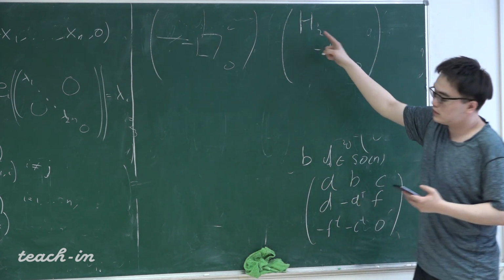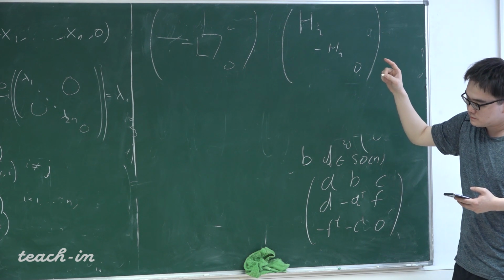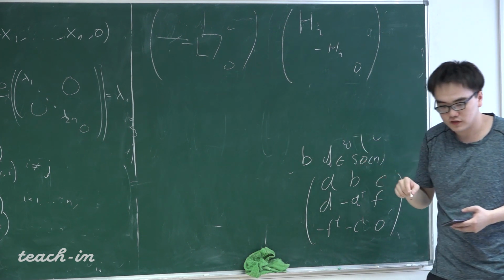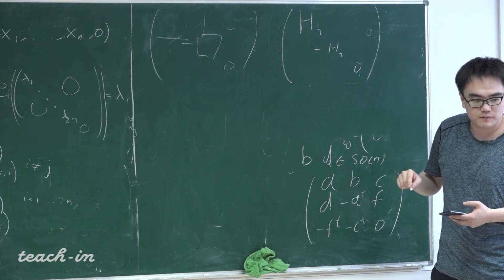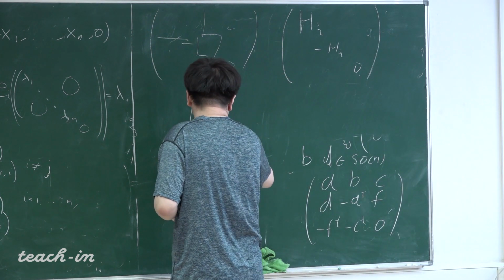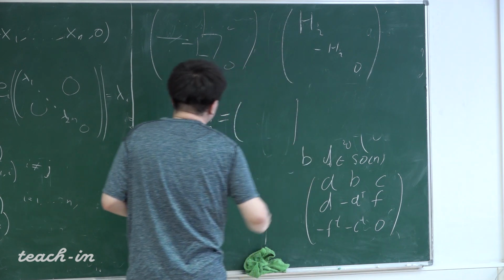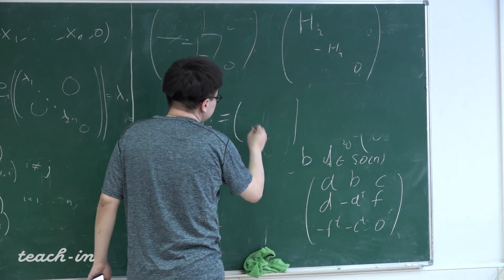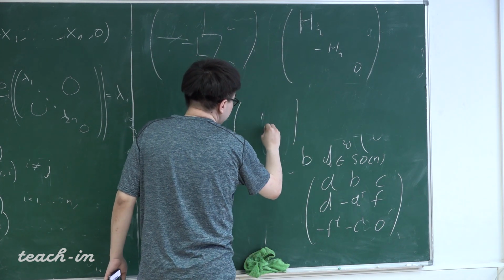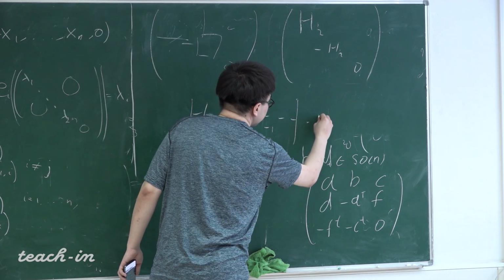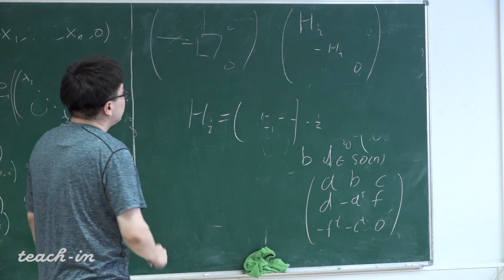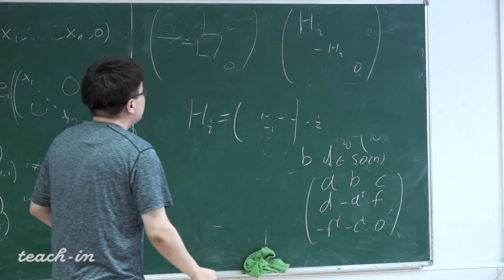So the Hi is the Eii, the n-dimensional eigenvector. Just write it. And it's 1, minus 1, minus 1. So we know that.